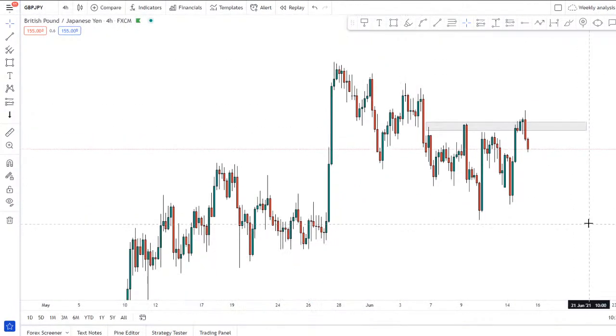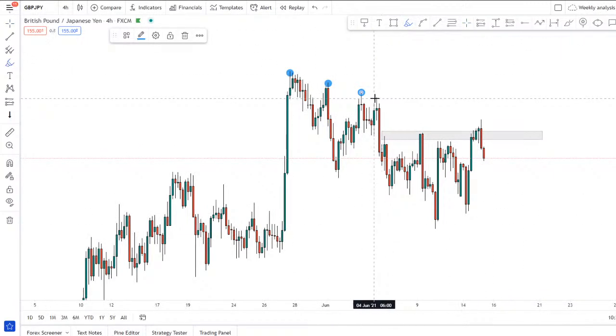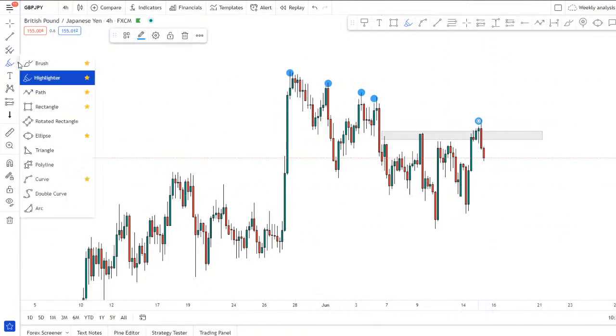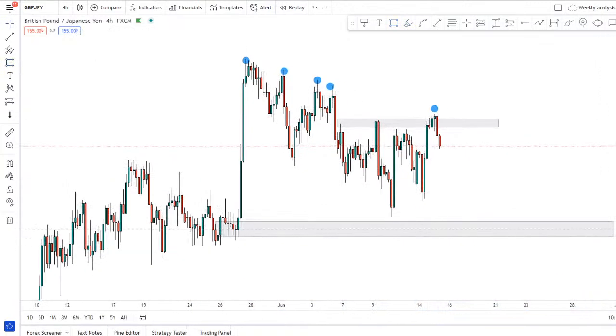Again, if I go back to the 4H, you can see we do have these lower highs here in the market, and potentially that is another lower high, and we could see a continuation to the downside. Again, my target was that 154 area, which we haven't quite tested yet, so that is where I'm expecting price to go and test that 154.